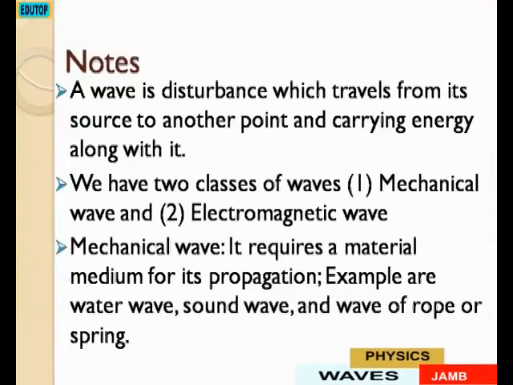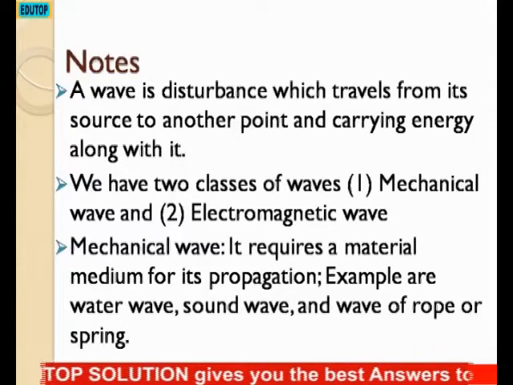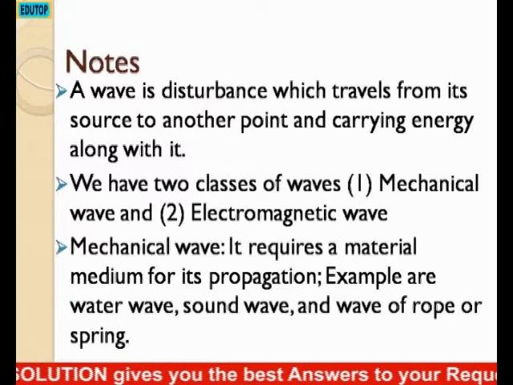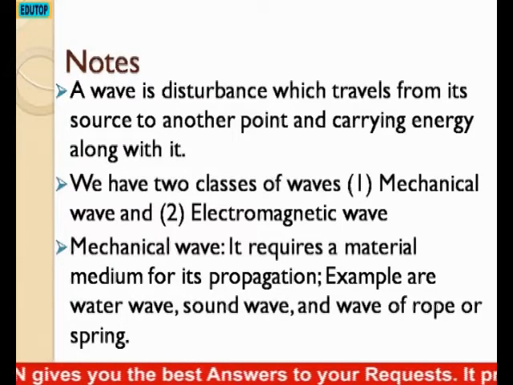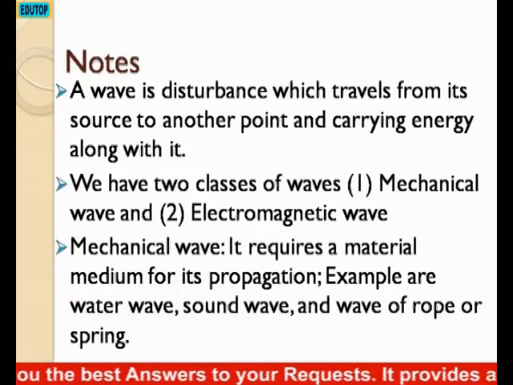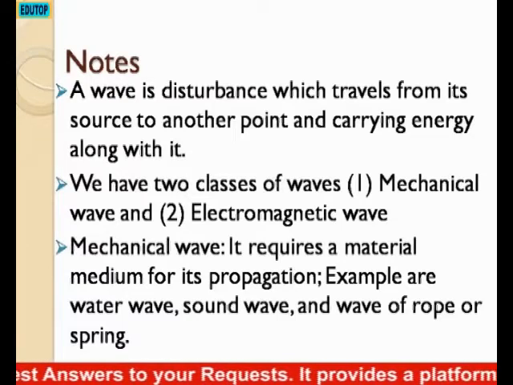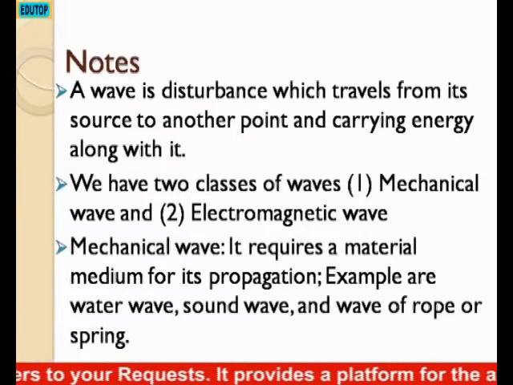What is a wave? A wave is a disturbance which travels from its source to another point and carries energy along with it. That's a wave. We have two classes of waves: mechanical wave and electromagnetic wave.